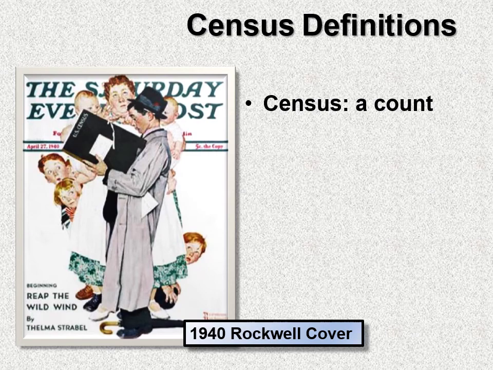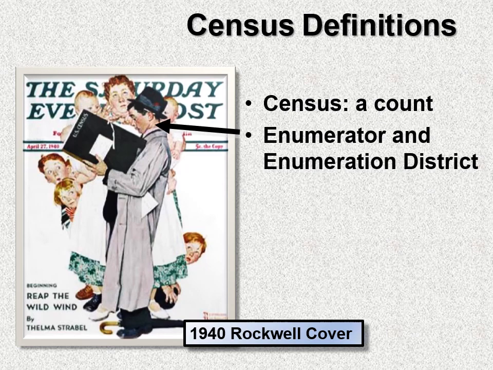So let's look at some census definitions. We use the Norman Rockwell cover from 1940. A census is a count. That's what people do. They count things. They count birds. They count people. The person doing the count is the enumerator, and the area that an enumerator covers is an enumeration district.